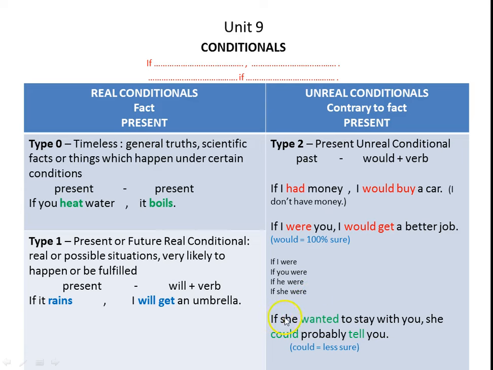Another example, if she wanted to stay with you, she could probably tell you. Would can be used when you are 100% sure about the action, and you can use could if you are less sure. I am going to repeat this example. If she wanted to stay with you, she could probably tell you is less probable than saying she would tell you for sure.